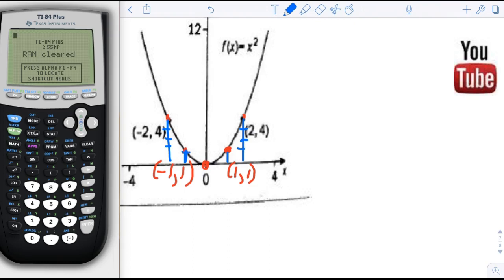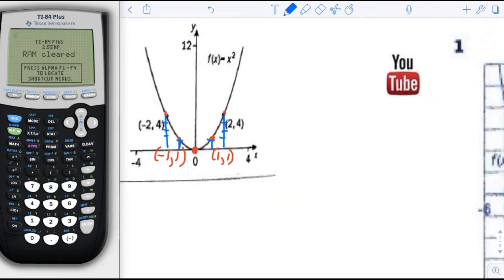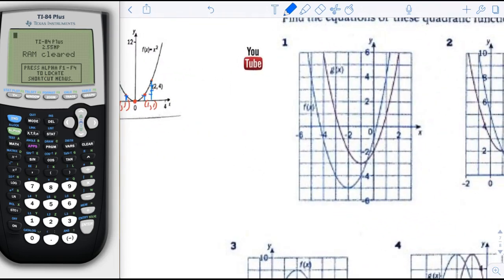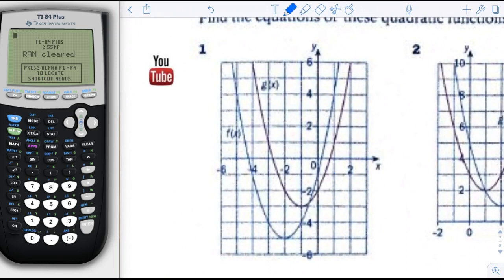Okay, so if you see a parabola with that basic shape, where it's 0 height in the middle, 1 height to the left and to the right, and 4 high 2 to the left and 2 to the right, then you know it's a parent function, so the a value is just 1. All right, so find the equations of these quadratic functions.